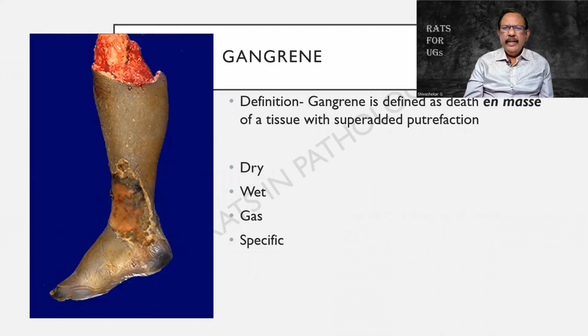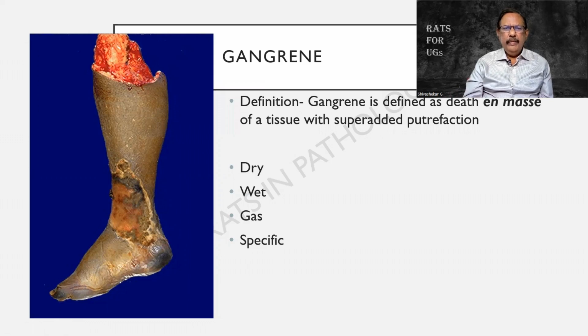Gangrene is defined as death of a tissue en masse with superadded putrefaction. En masse means almost in total. Look at this one. The entire lower limb is affected. It is a below knee amputation.